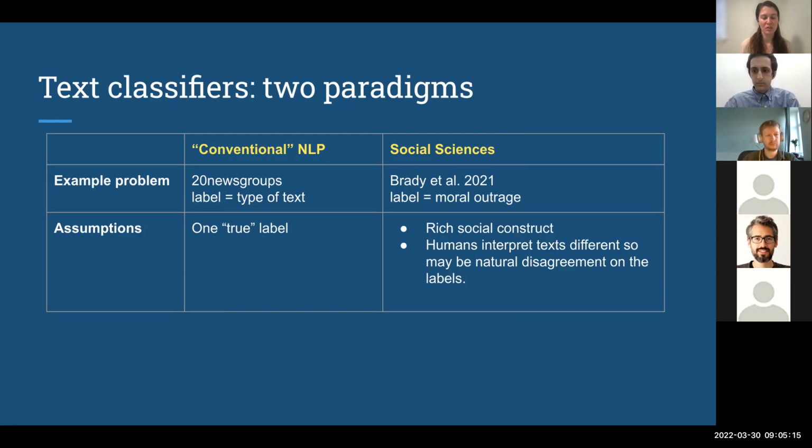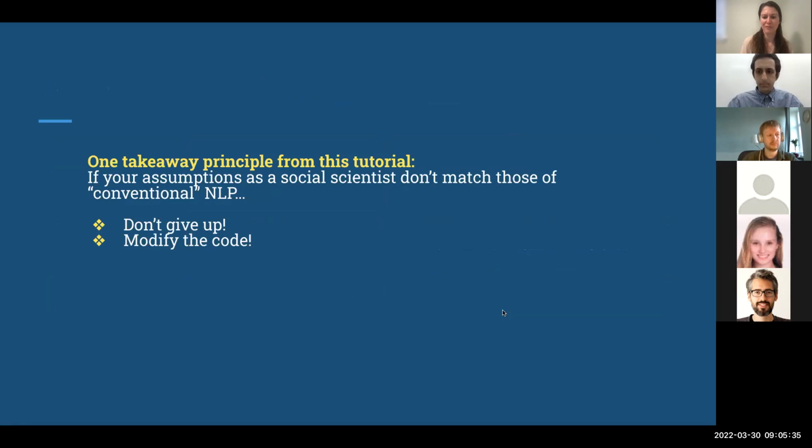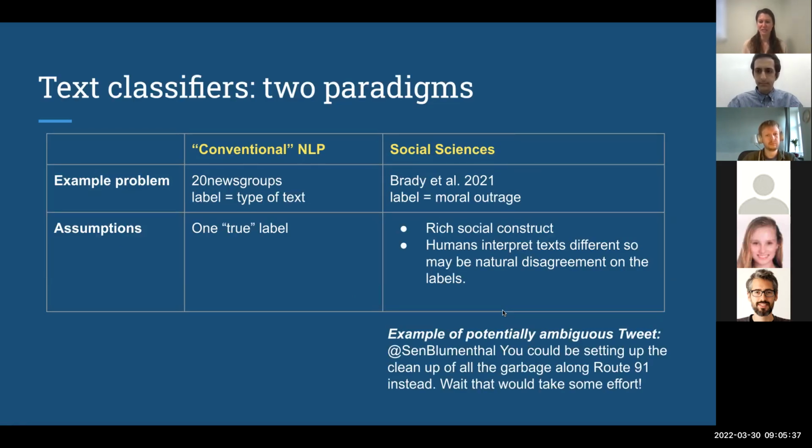And the difference between these two is often in conventional NLP, we have this assumption that there's one true label on the text. But we know that in the social sciences, right, humans can interpret texts in really different ways, and there might be some natural disagreement on the labels themselves. So an example here of a potentially ambiguous tweet is someone tweeting at a senator that they should clean up the garbage. Wait, that would take some effort, right? There's some sarcasm here and some ambiguity of whether this is classified as moral outrage or not.